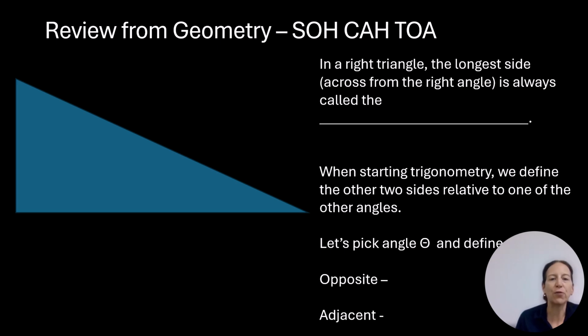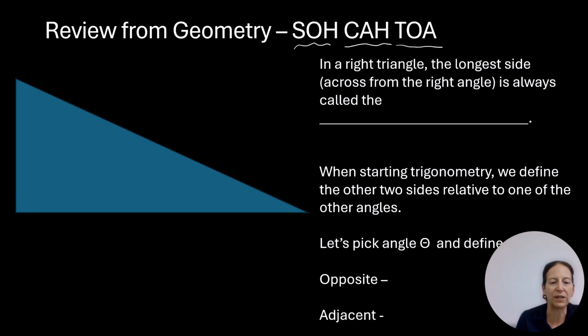As a review from geometry, SOHCAHTOA is an acronym to help you remember the basic trig functions. In a right triangle, the longest side, which is across from the right angle, is always called the hypotenuse. If you look over here on the right, I'm going to mark in the right triangle, and it's characterized by the right angle there, and that is supposed to be the perpendicular symbol.